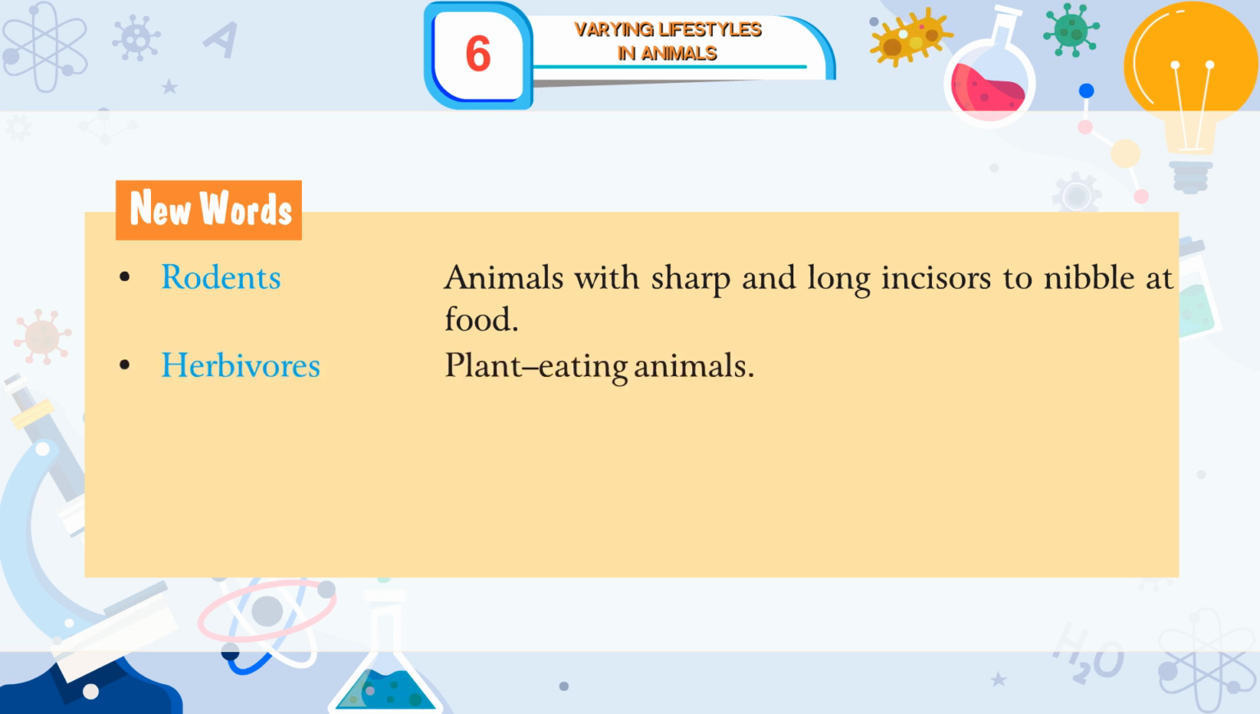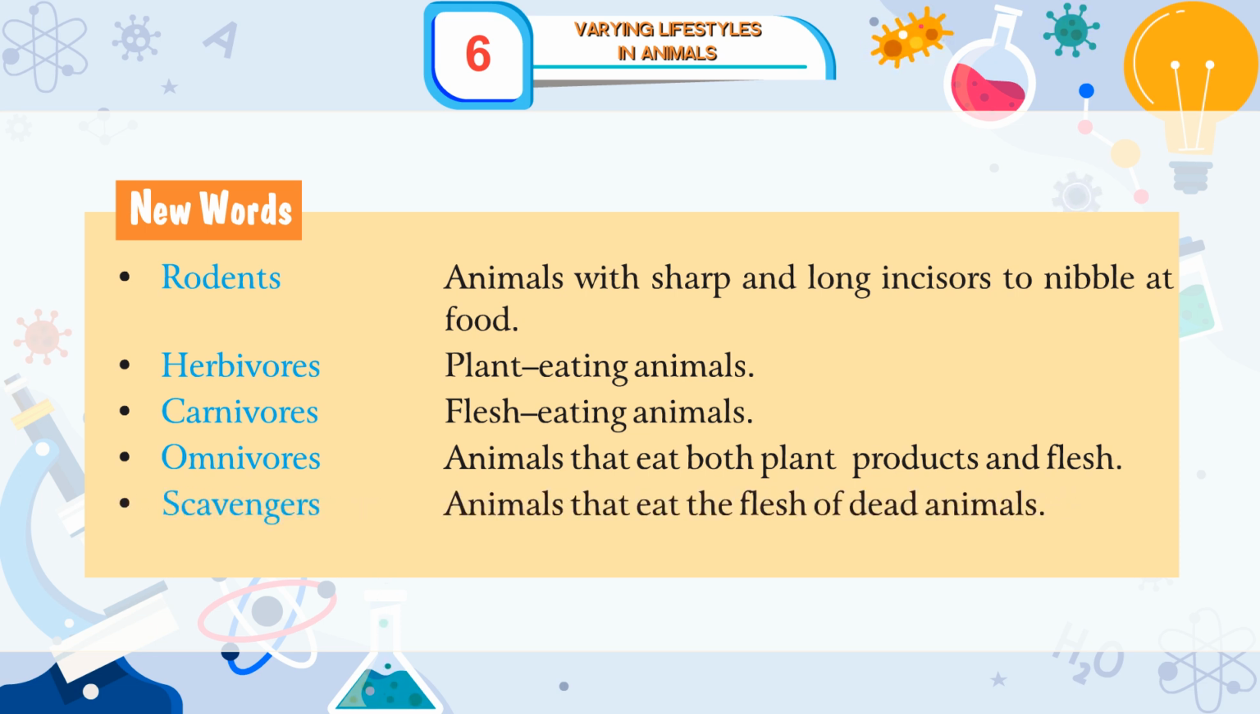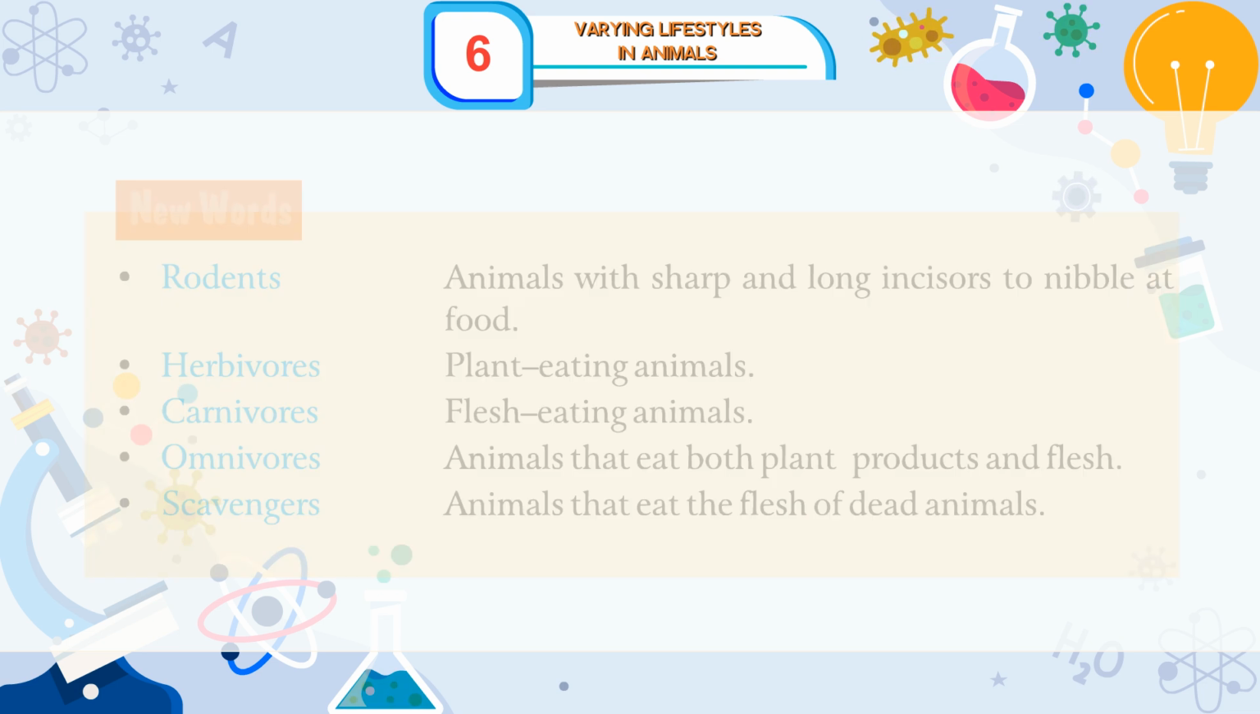Herbivores. Plant-eating animals. Carnivores. Flesh-eating animals. Omnivores. Animals that eat both plant products and flesh. Scavengers. Animals that eat the flesh of dead animals.